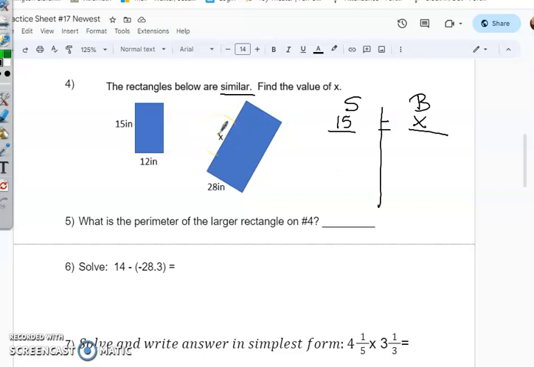Then number 5 says, what is the perimeter of the larger rectangle on number 4? So that means I need to add 1, 2, 3, 4 numbers. So you have to get number 4 right in order to get number 5. And I'm about 100% positive that this answer is going to be a whole number.